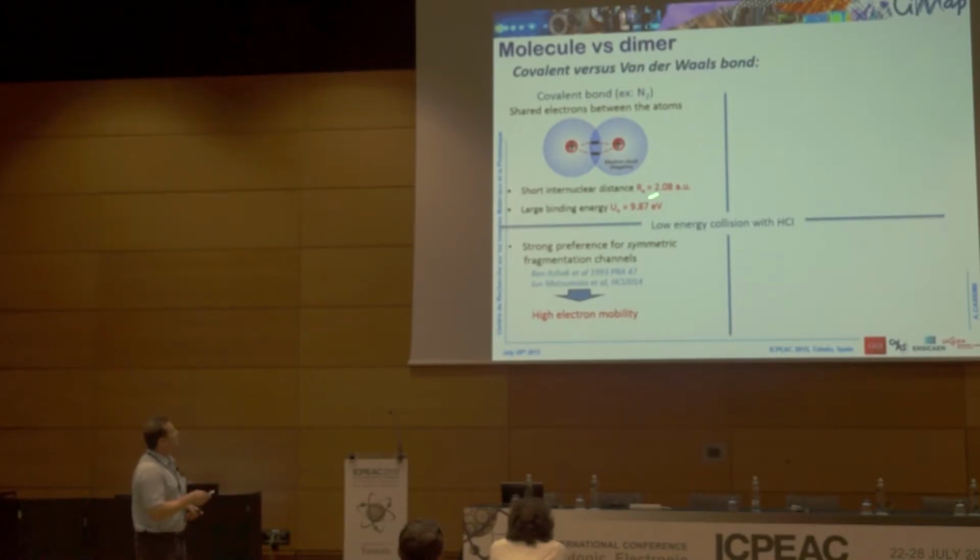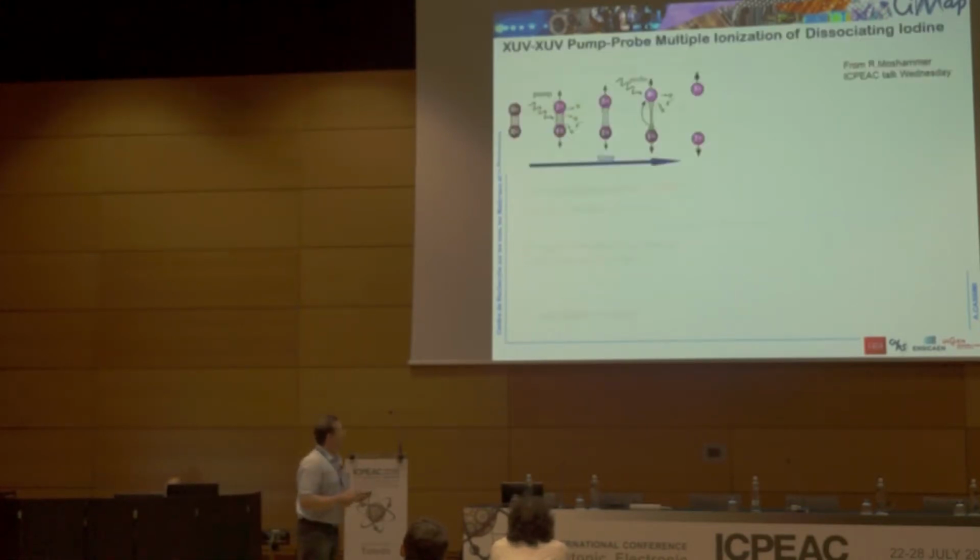For example, for nitrogen, the distance is only 2 atomic units, and the binding energy is as high as 10 electron volts. And what you would have seen from the previous works on low energy or high energy collisions with ions is that you have a strong preference to have the same charge on both fragments. And this is due to high electron mobility. And this has been presented in the first talk of this conference by Robert Moshammer.